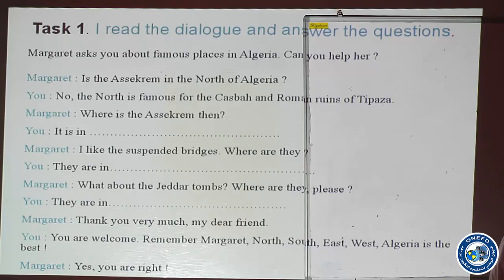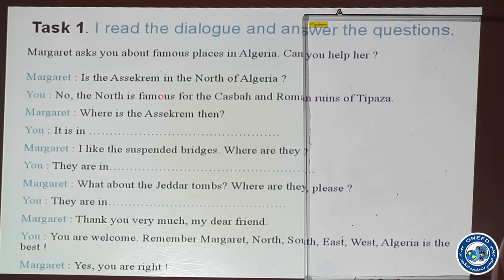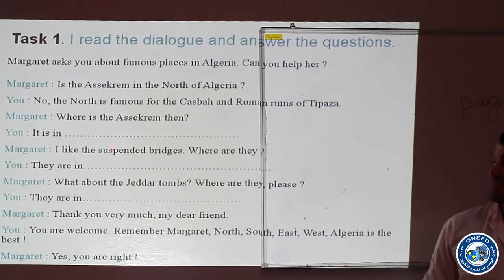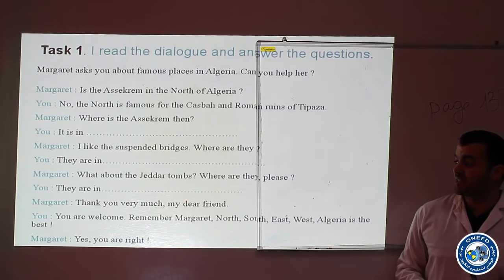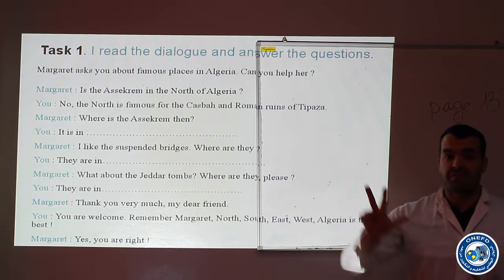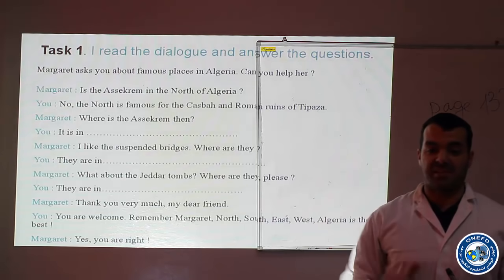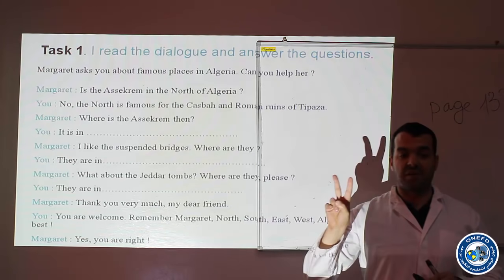You are welcome. Remember, Margaret, north, south, east, west, Algeria is the best. Yes, you're right. So, what are you going to do? You are going to locate these places. So you have the Eskeram, the suspended bridges, the Jidar tombs. So you have 3 different places. You have 2 minutes.